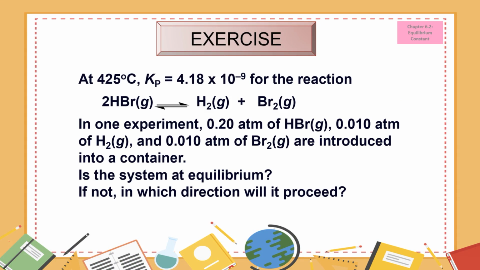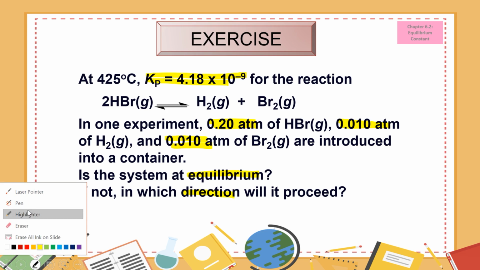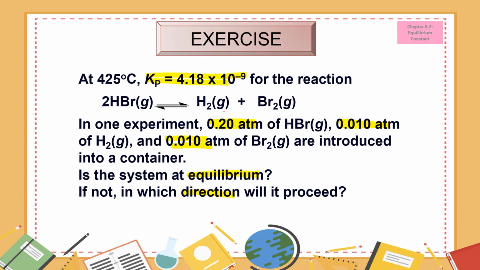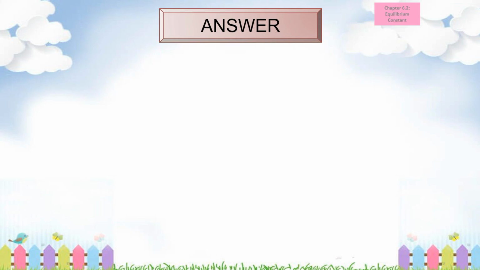Right, so one more example here. Given to you the Kp value, so this is an example of Kp. In one experiment, 0.2 atm HBr, 0.01 atm of H2, and 0.01 atm of Br2 are introduced into a container. Is the system at equilibrium? The second question: if not, in which direction will it proceed? The question refers to the initial pressure for each of the gases.